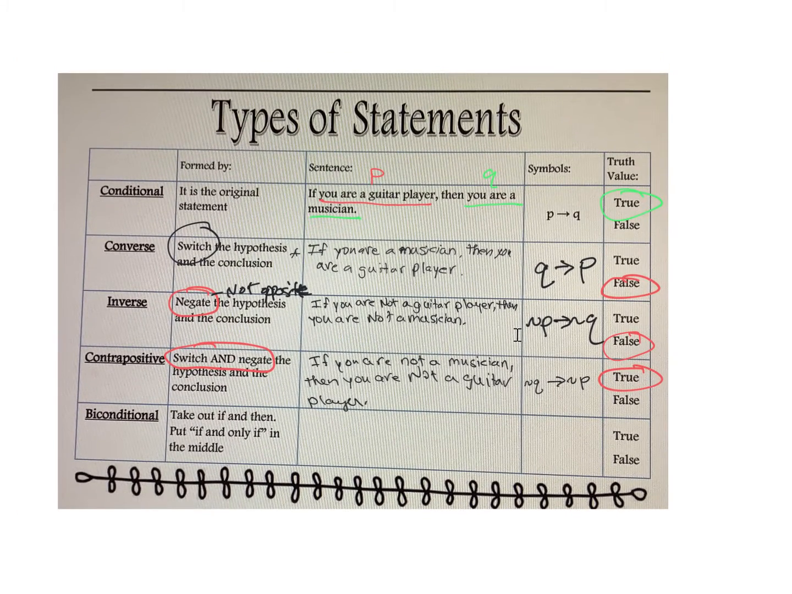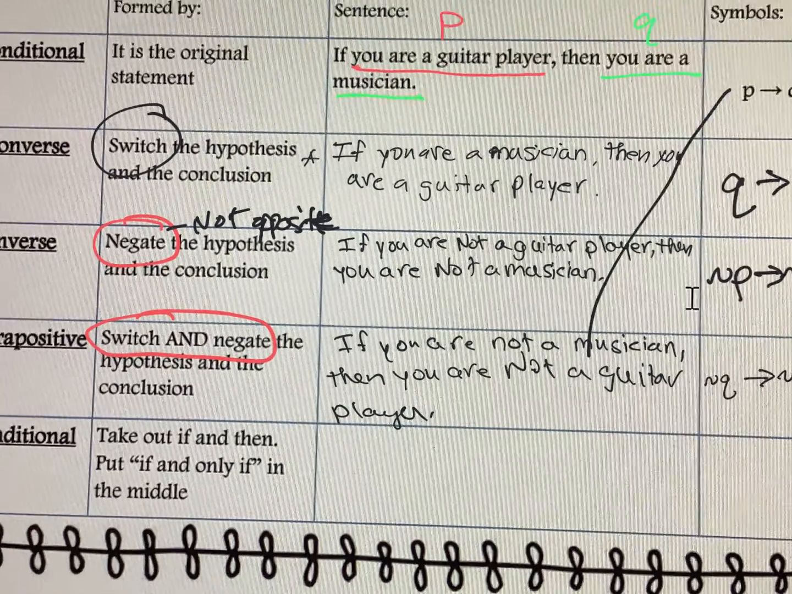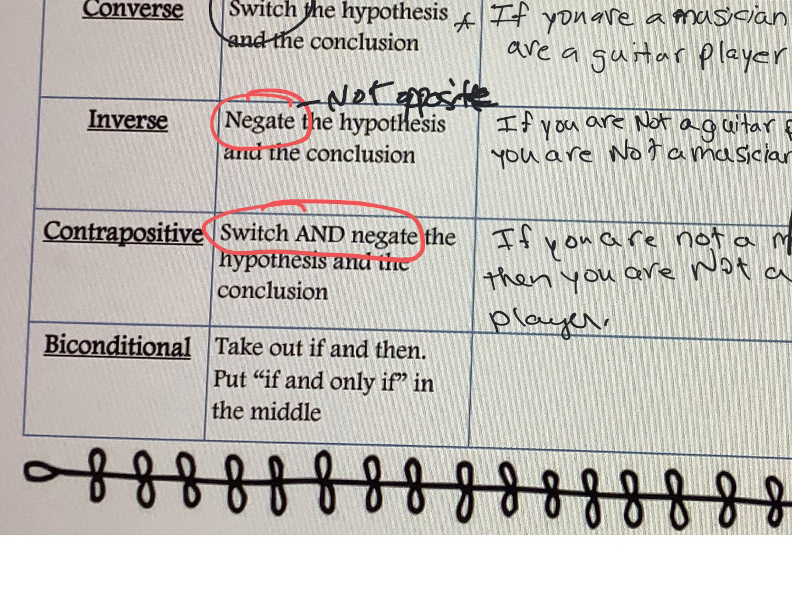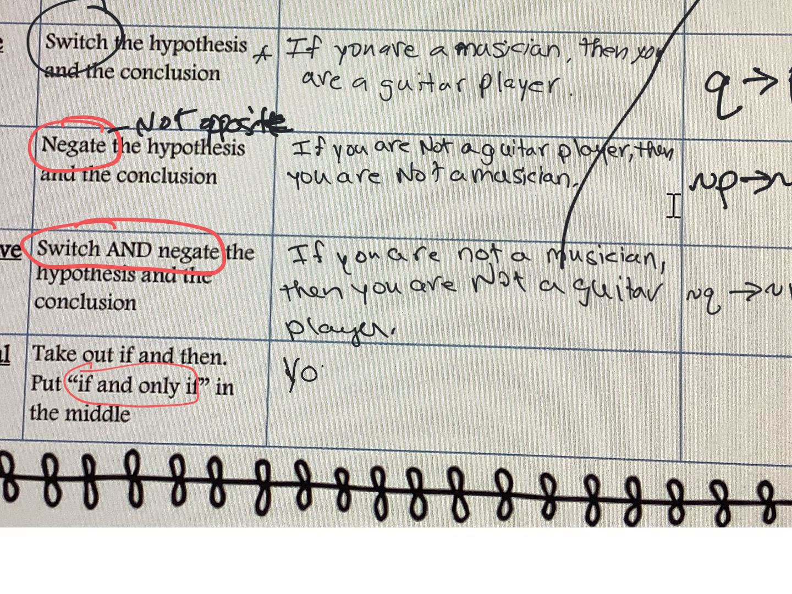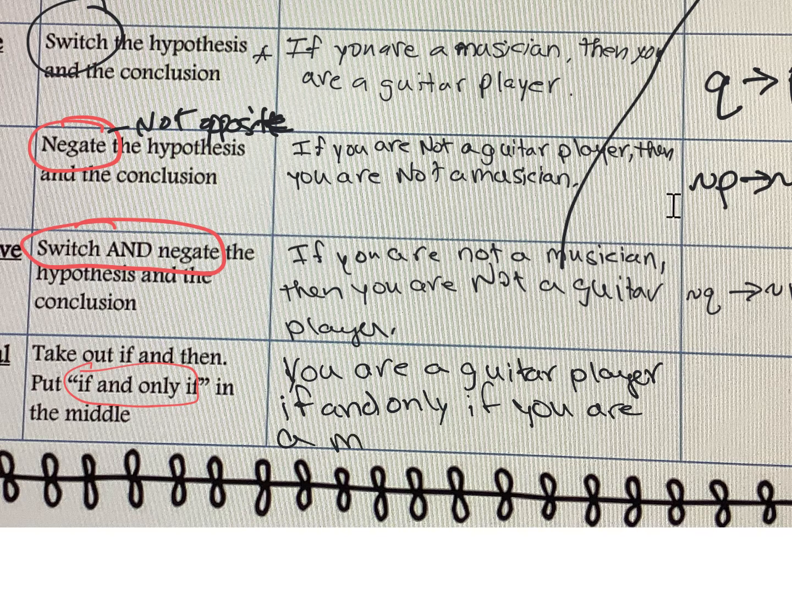So we have a biconditional statement. In the biconditional statement, you need to put the word if and only if. So when you're writing it, you take off the first if, and then you're going to put you are a guitar player if and only if you are a musician.